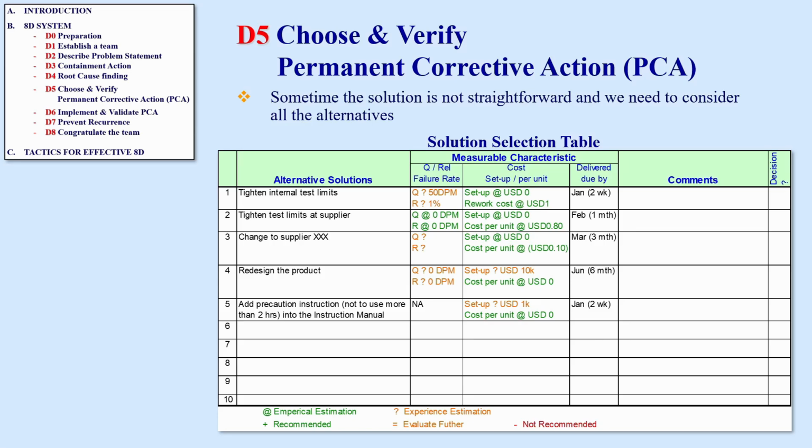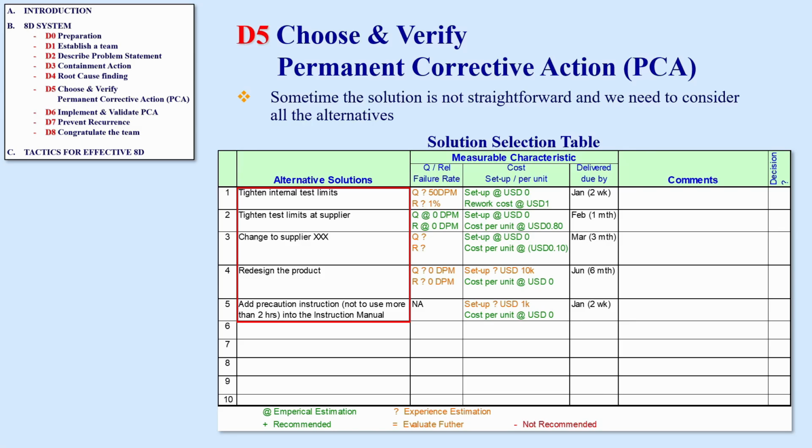To tackle this, firstly, list down all the possible PCAs. The available alternative solutions are: tighten internal test limits, tighten test limits at supplier, change to supplier XXX, redesign the product, and add a precaution instruction, not to use more than 2 hours, into the usual manual.